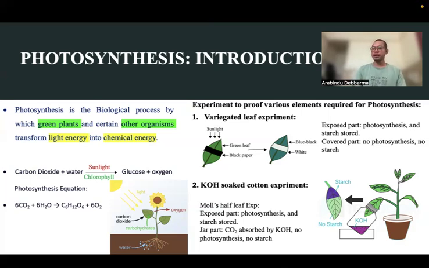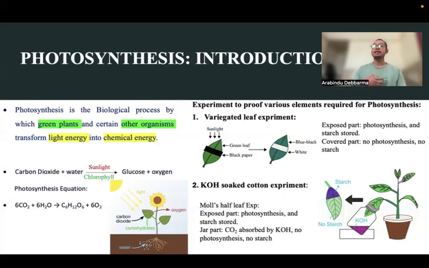Therefore, to create one molecule of glucose, you need around six molecules of carbon dioxide. This requirement, the number of molecules of water and carbon dioxide, we will also study in our further slides. Now, since we already know that photosynthesis is a process where you require multiple ingredients, like carbon dioxide, water, sunlight, chlorophyll, etc.